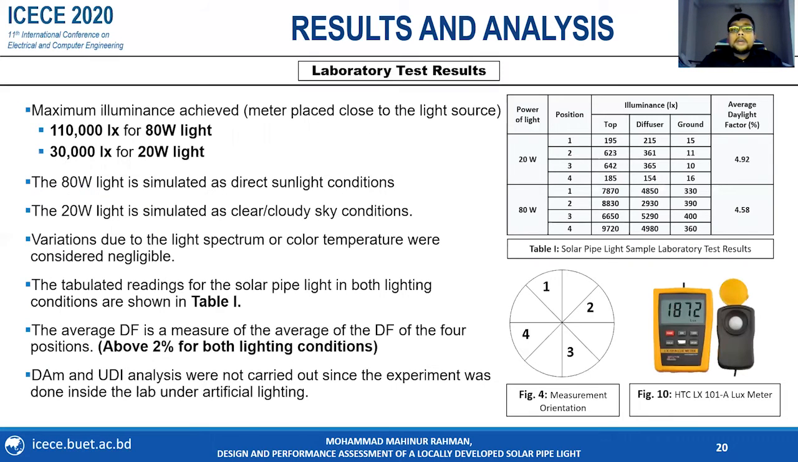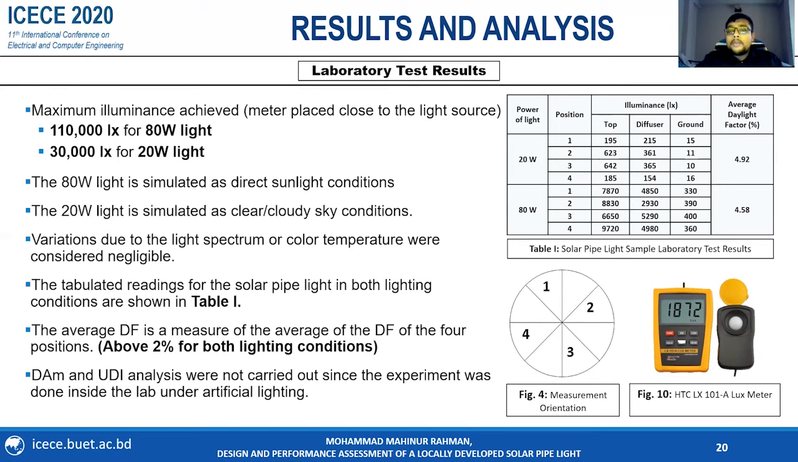And now the laboratory test results. The maximum illuminance that we have achieved using our light meter and from the light source is 110,000 lux for the 80 watt light and 30,000 lux for the 20 watt light, and they very well simulated, as we have stated earlier, the direct sunlight condition and the clear cloudy sky conditions. In Table 1, we can see the results that we have obtained from the laboratory test.